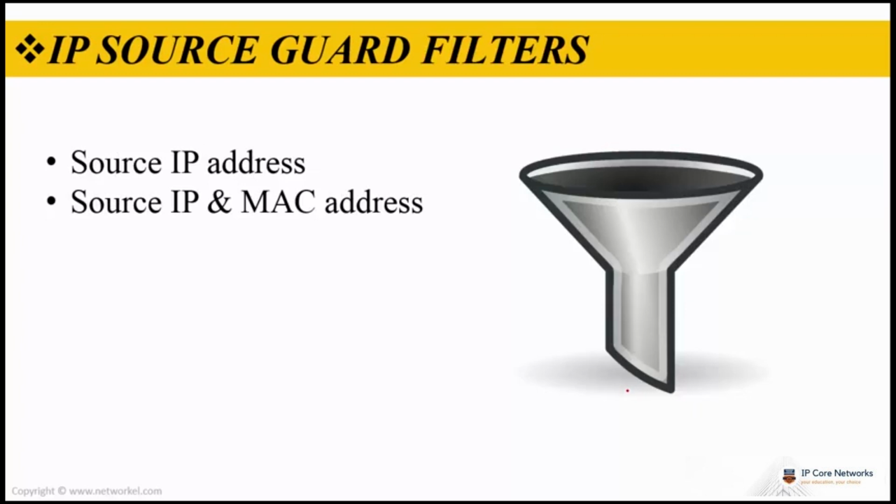We have two filters that we are using in IP source guard. Source IP address filter: IP traffic is filtered based on the IP address of the source. Only IP addresses matching the IP addresses in the IP source binding list are allowed. And the second is source IP and MAC address. As you can understand from its name too, IP traffic is filtered based on the IP and the MAC address of the source.